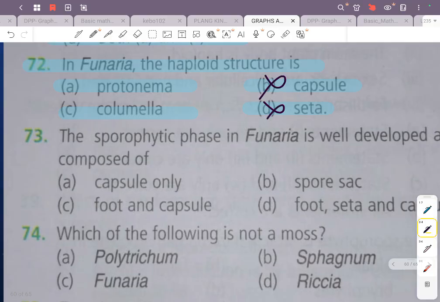नाउ टॉकिंग अबाउट कॉल्यूमेला, कॉल्यूमेला एक्चुअली एक स्टेराइल सेंट्रल कॉलम ऑफ टिश्यू होता है विच इज़ प्रेजेंट विद इन द स्पोरेंजियम. स्पोरेंजियम इज द स्पोर प्रोड्यूसिंग स्ट्रक्चर. सो इवन कॉल्यूमेला फॉर दैट इंस्टेंस इज डिप्लॉइड स्ट्रक्चर, सो वी हैव टू एलिमिनेट कॉल्यूमेला एज वेल, ठीक है.